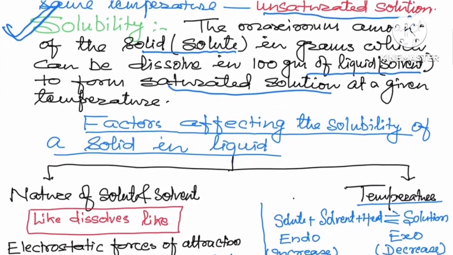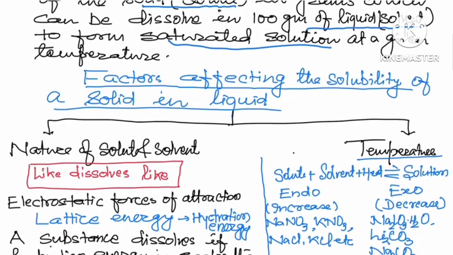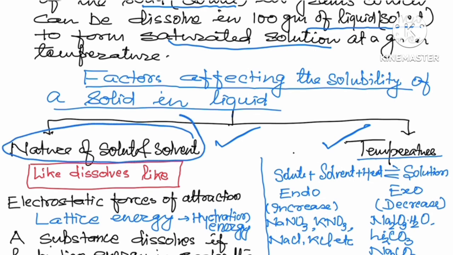Temperature: you know that chemical reactions are of two types. In one, heat is required to dissolve a solute in solvent, and that is called an endothermic reaction. And if heat is evolved when a solute is added to the solvent, it is called an exothermic reaction. So in case of an endothermic reaction, if we increase the temperature, the solubility increases. But in case of an exothermic reaction, the solubility decreases with increase in temperature.